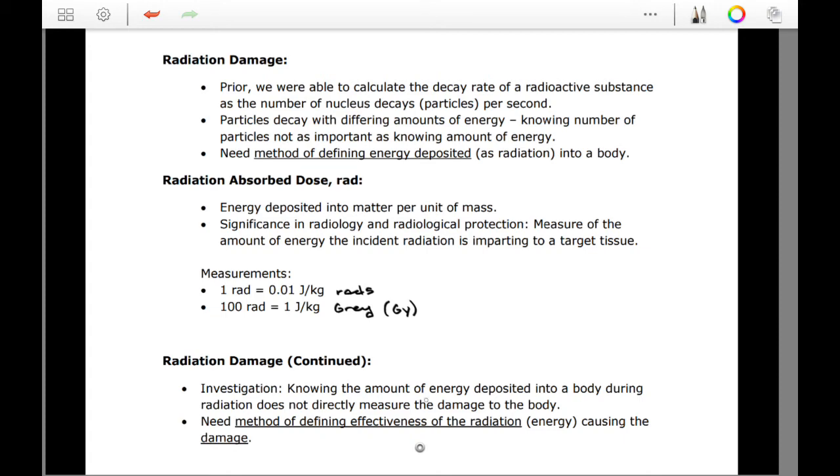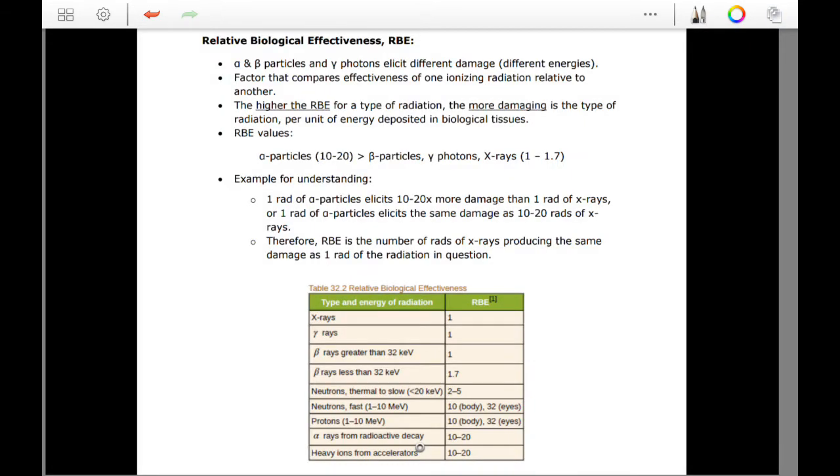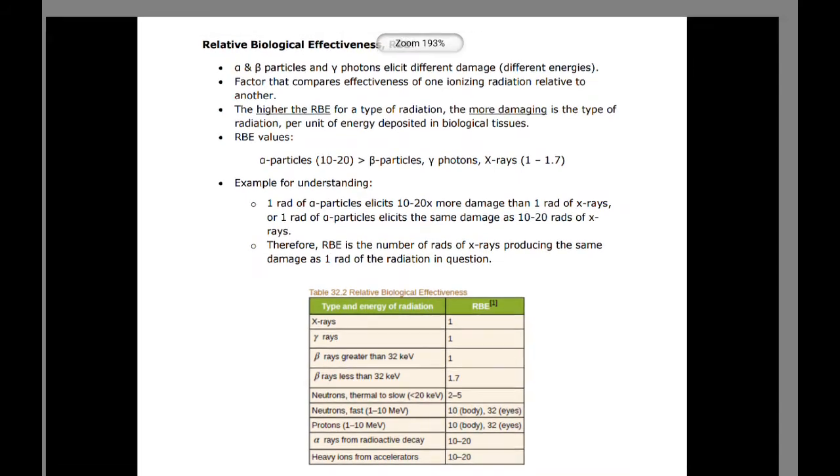But the next thing that we're going to talk about is how this energy relates to damage. Now that we know a method for determining the amount of energy that's deposited into a body, we still didn't know exactly how this related to the amount of damage to the body. So we needed a method of defining the effectiveness of the energy or the radiation in causing damage. And so this is where the relative biological effectiveness comes into play, or the RBE.